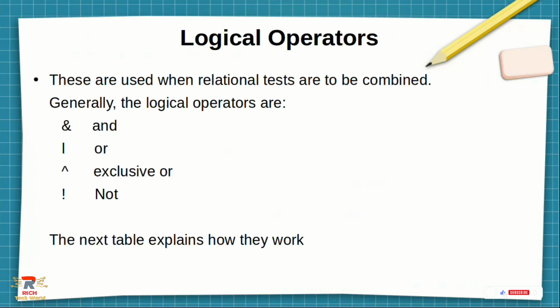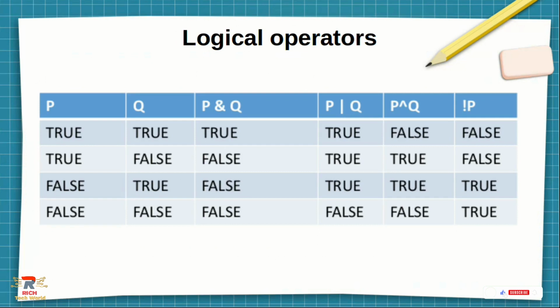These are used when relational tests are to be combined. Generally the logical operators are the AND, OR, exclusive OR, and the NOT. These are operators that we are going to use when we want to perform any logical manipulation. This particular table explains how they work. So we have some situations here.